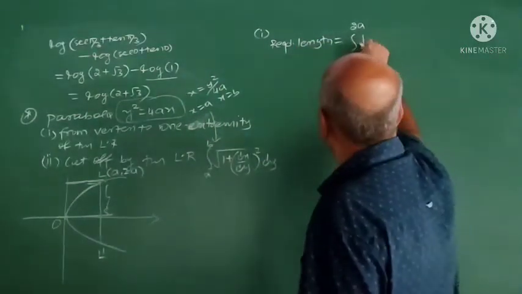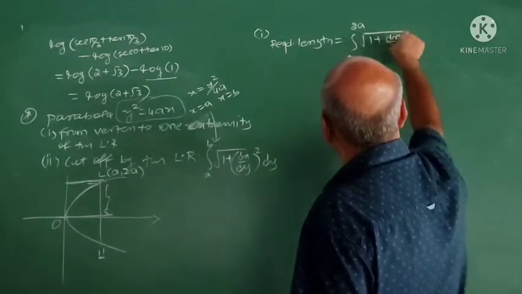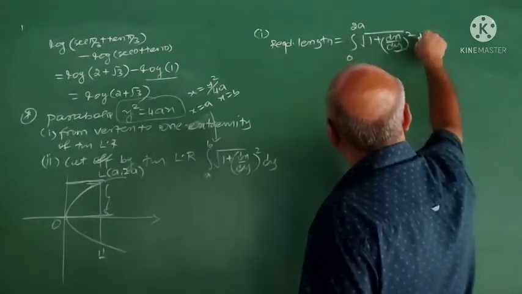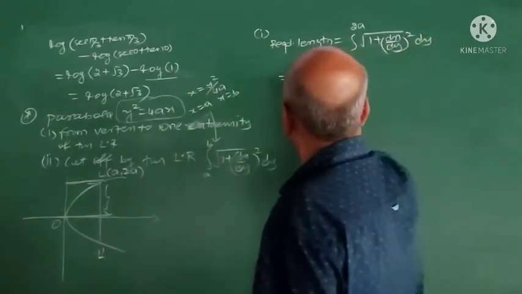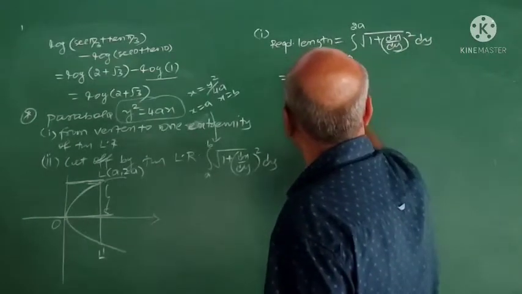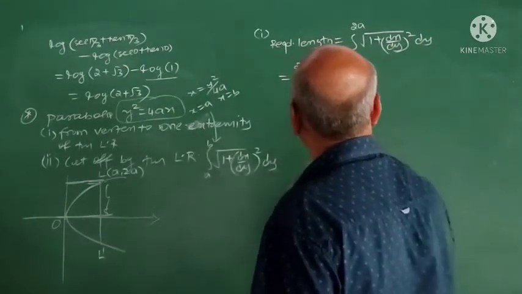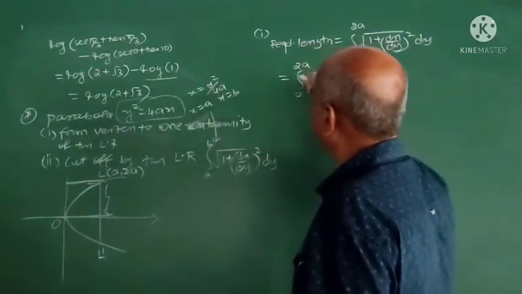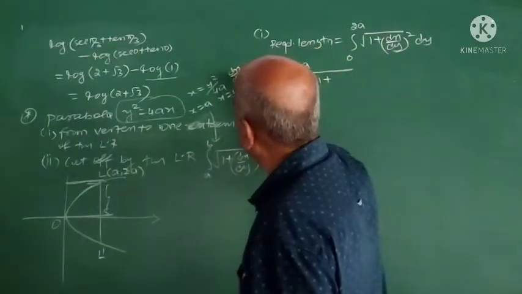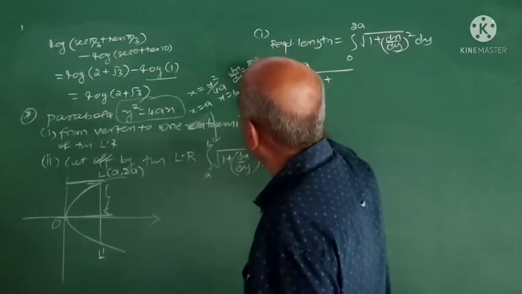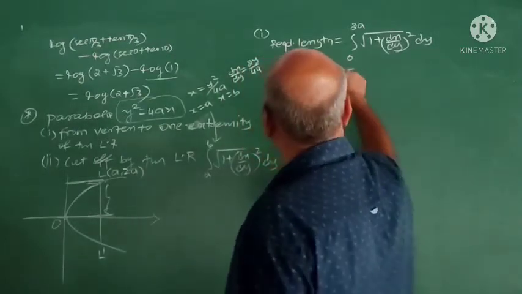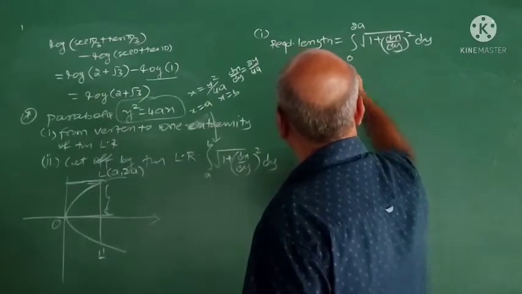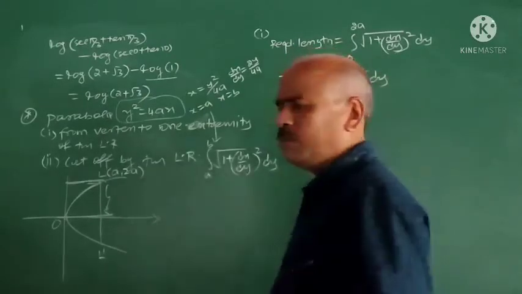From 0 to 2a, root of 1 plus (dx by dy) whole squared, with respect to y. 0 to 2a, square root of 1 plus, what is dx by dy? dx by dy is 2y upon 4a, y by 2a, whole squared, with respect to y.